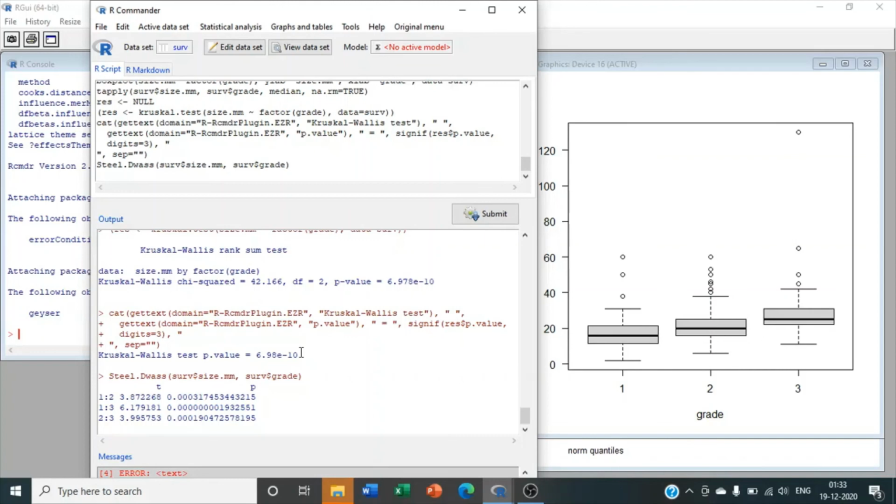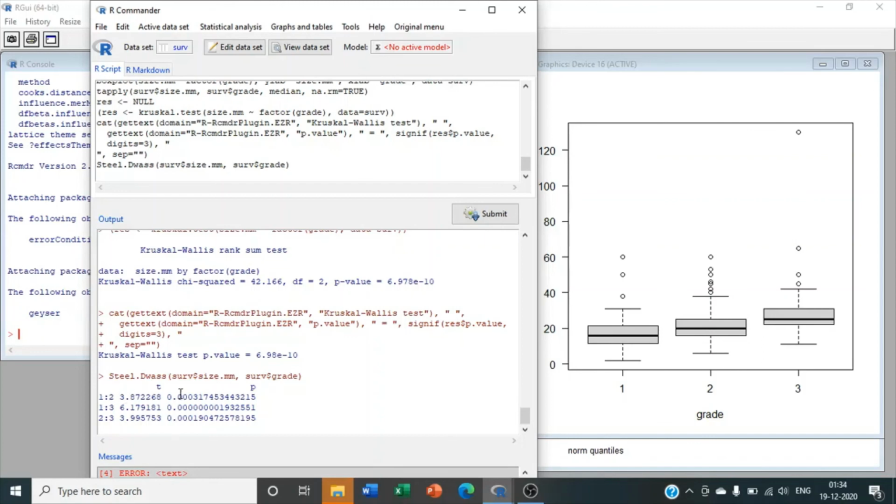The null hypothesis is there is no difference in size between the three grades. That null hypothesis is violated. This just means that the size of one of the grades is different from the others. Which one is statistically significant? How the different grades stack up against one another is known by the post hoc test. We selected the Steel-Dwass test.